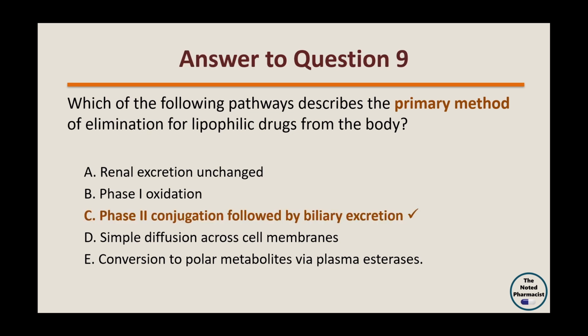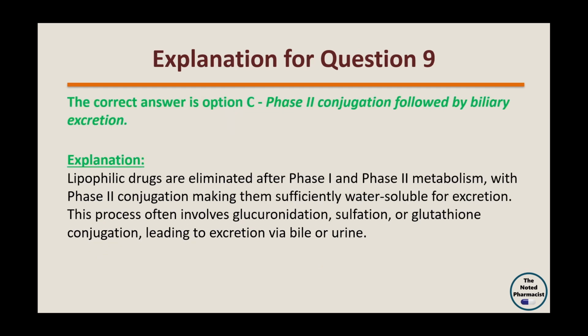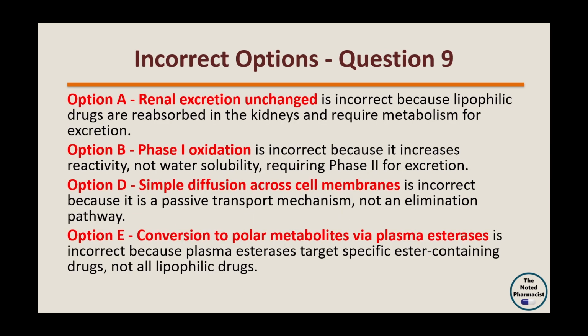The correct answer is option C, phase 2 conjugation followed by biliary excretion. The explanation is as follows. Lipophilic drugs are primarily eliminated after being metabolized into more water-soluble forms through phase 1 and phase 2 metabolism. Phase 2 conjugation, which often involves processes like glucuronidation, sulfation, or glutathione conjugation, makes the drug polar enough for biliary or renal excretion. This pathway is crucial for eliminating drugs that cannot directly undergo renal filtration due to their lipophilic nature.